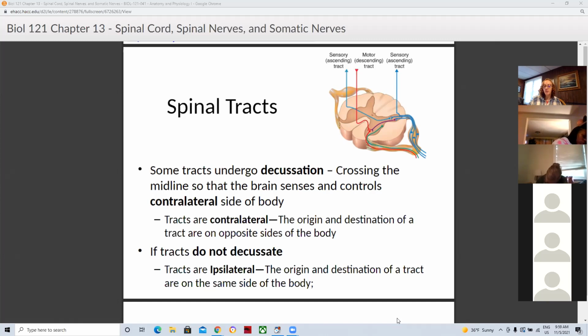Some tracts don't decussate. Decussation means to cross the midline. Some tracts do not decussate, so those tracts are ipsilateral, meaning the origin and the destination of that tract is on the same side of the body. Contralateral means the origin and destination are on opposite sides of the body.